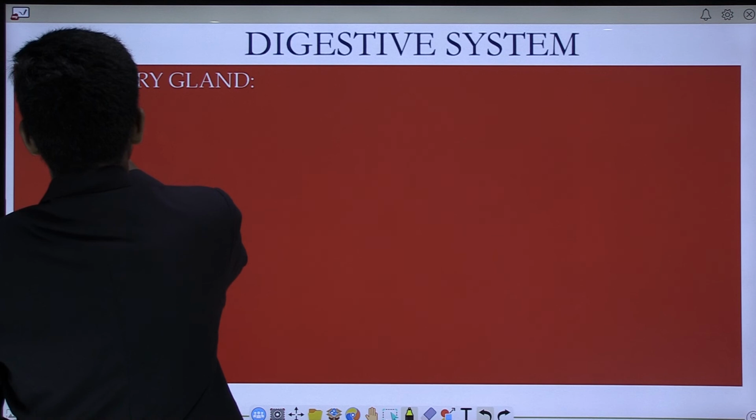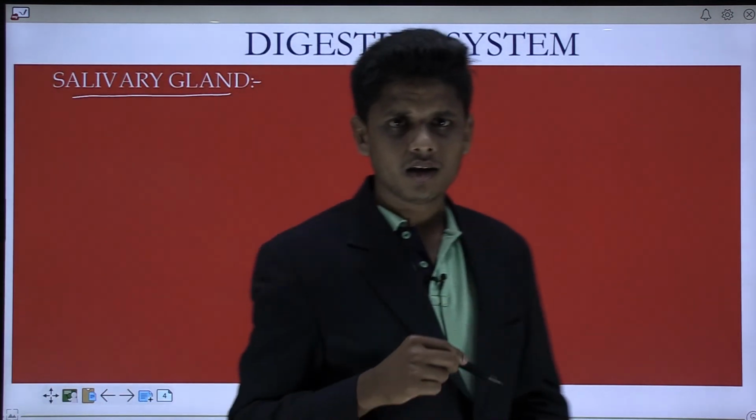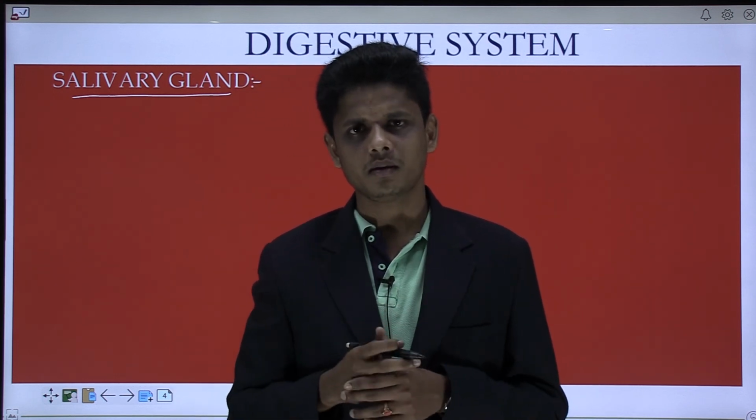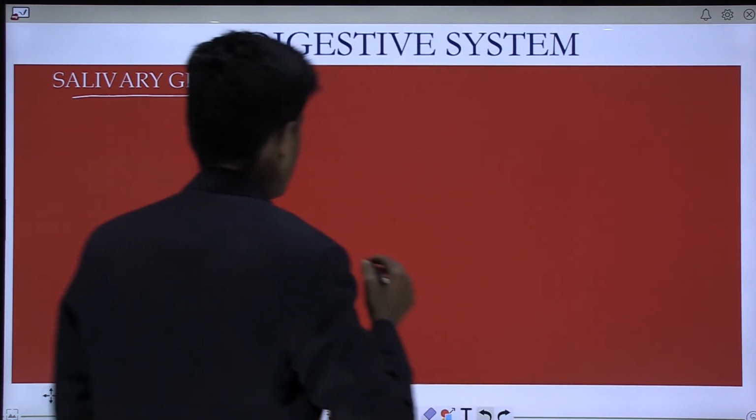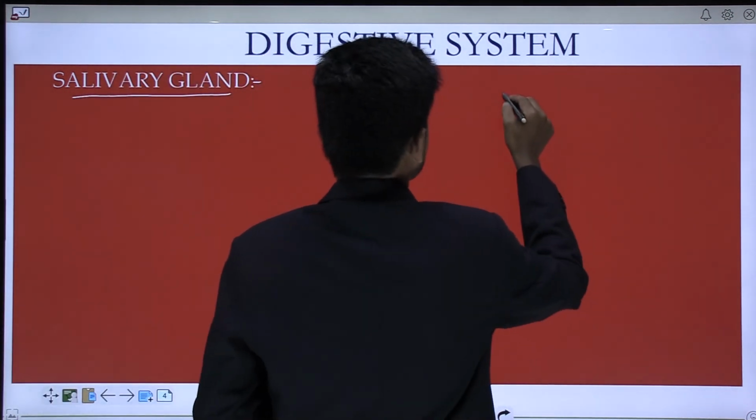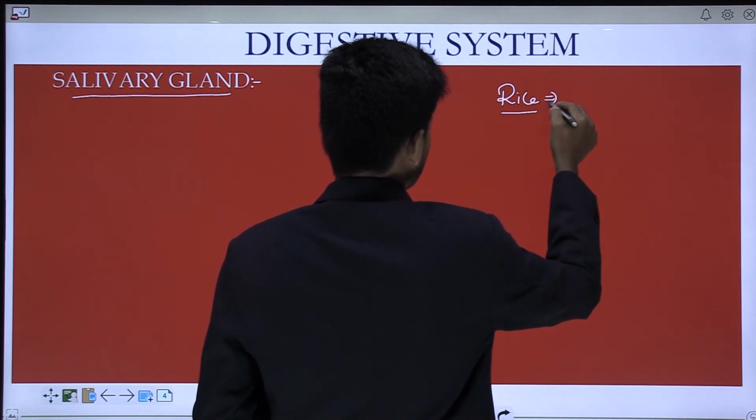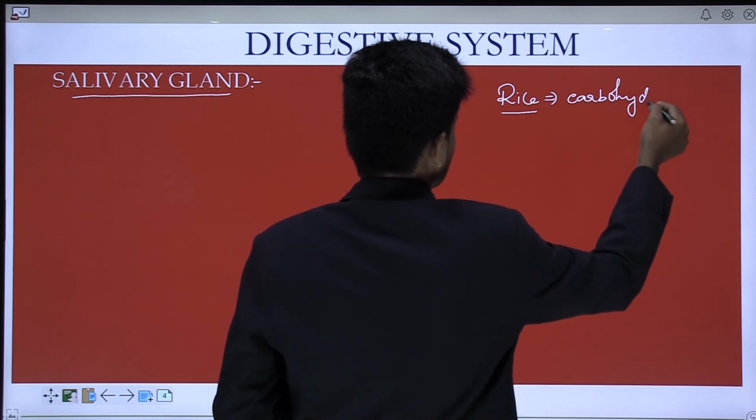Here, salivary glands are there in our mouth. And you know what? The basic digestion takes place in the mouth also. If you take rice as food, the carbohydrate digestion can be seen.